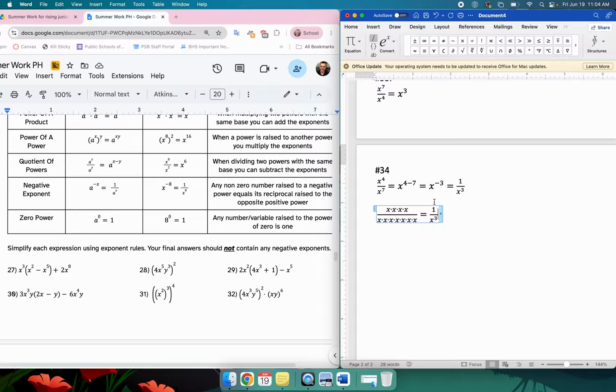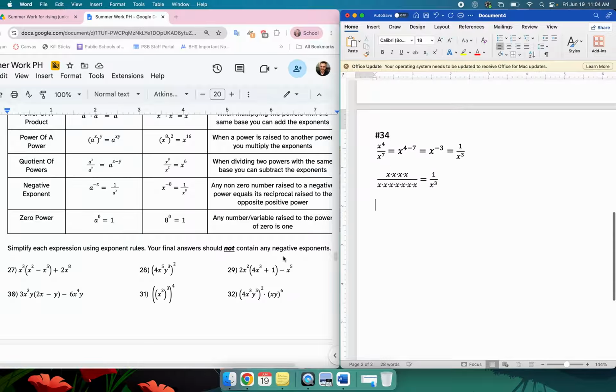How many factors are going to be left over after that cancellation occurs? And where will those leftover factors be? Will they be left over in the numerator or denominator? So that's often how I think of these.